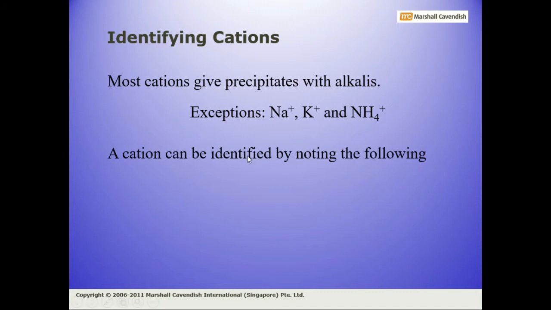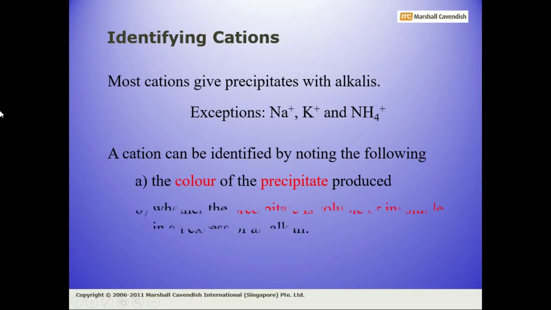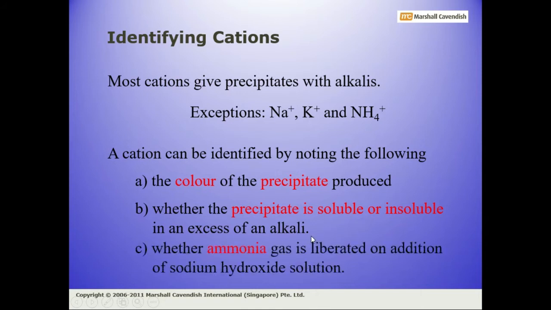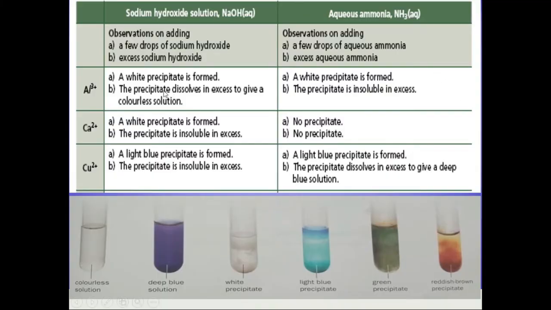A cation can be identified by noting the following: the color of the precipitate produced, whether the precipitate is soluble or insoluble in an excess of an alkali, and whether ammonia gas is liberated on addition of sodium hydroxide solution or not. So these are the three hints that we can use to identify any cation present in a particular salt. So here is the list of cations that are present in your syllabus. These are not three, four of the cations are ahead. So how do we come to know?